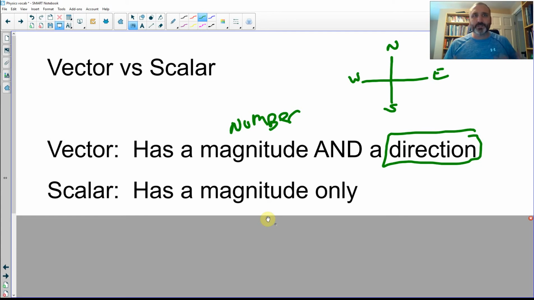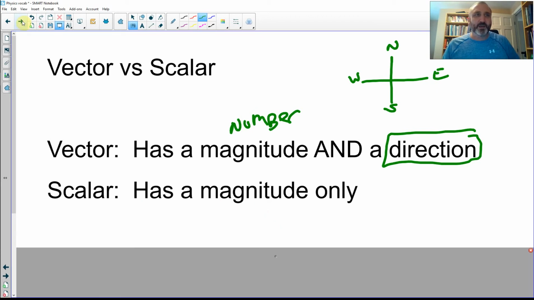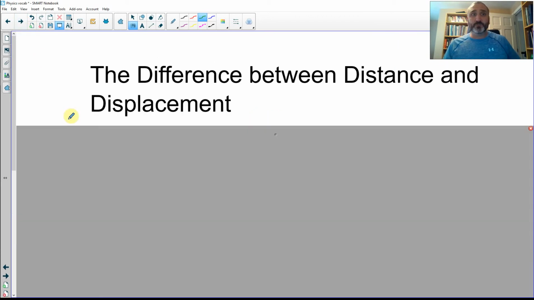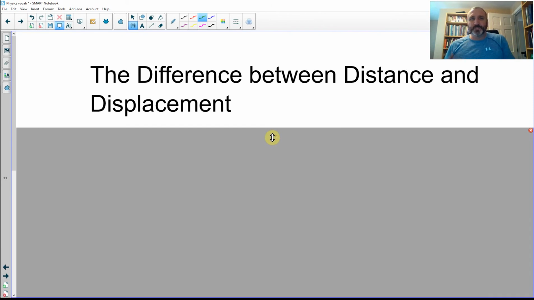That's the big difference between vectors and scalars, and I hope that really makes sense. How do we use those? Well, vectors and scalars sort of dive right into distance and displacement. Distance and displacement are both ways that in physics we use to measure how far something is away from you or away from where it starts. And the unit for both is meters.